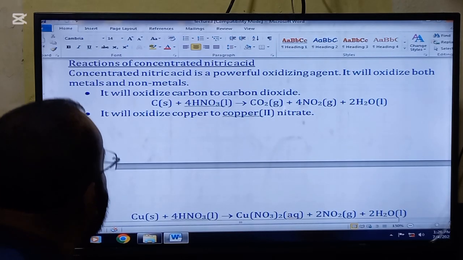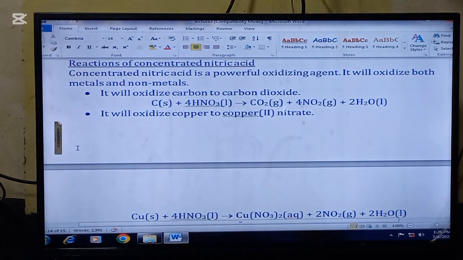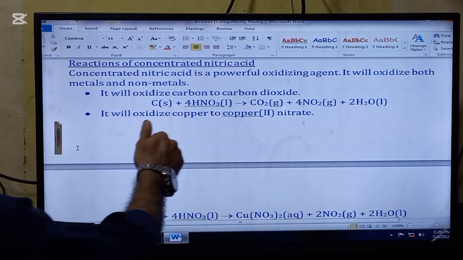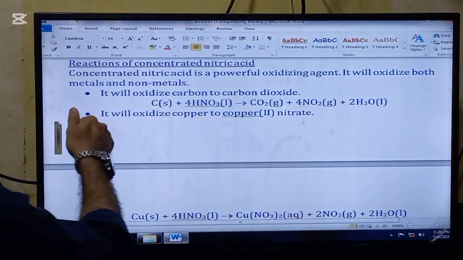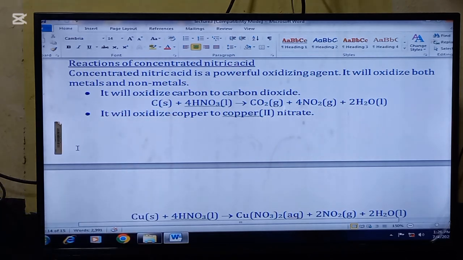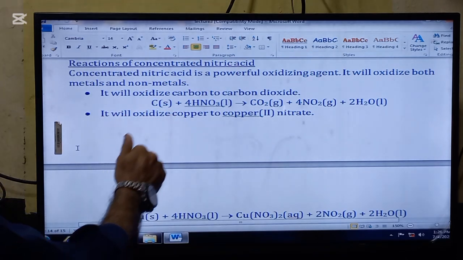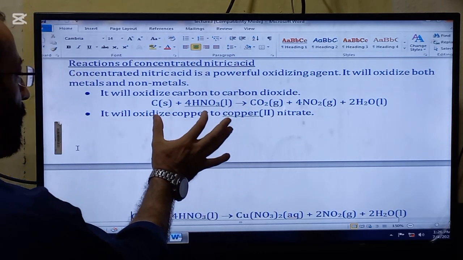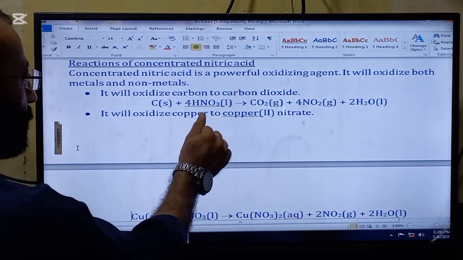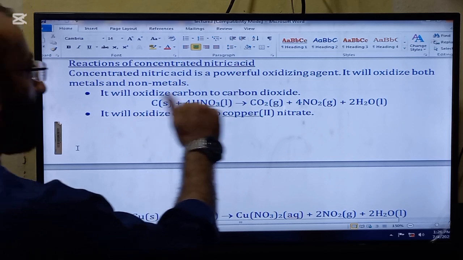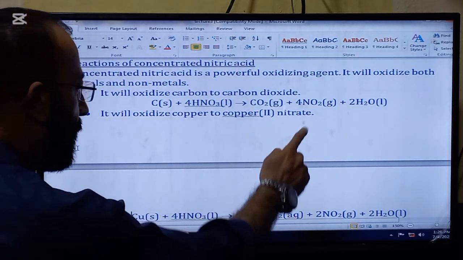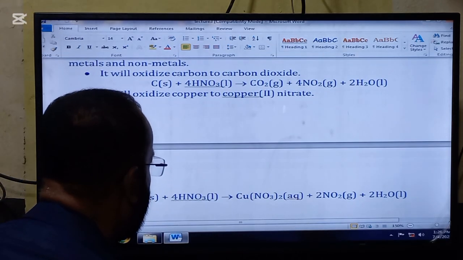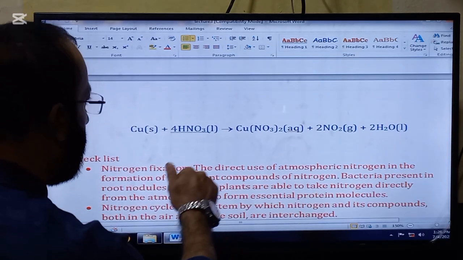Reaction of concentrated nitric acid. Concentrated nitric acid is a powerful oxidizing agent. It will oxidize both metals and non-metals. It will oxidize carbon to carbon dioxide. So here is the reaction. So HNO3 oxidizes carbon to carbon dioxide. It will oxidize copper to copper nitrate. So here is the reaction.